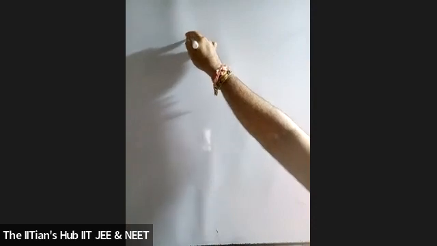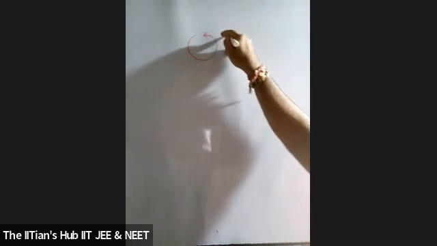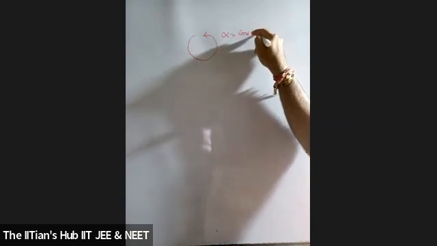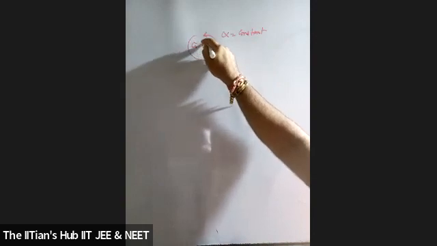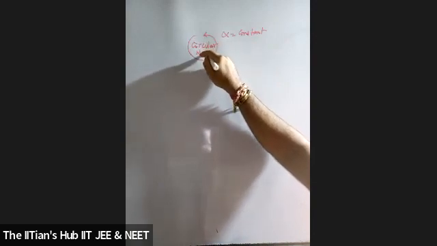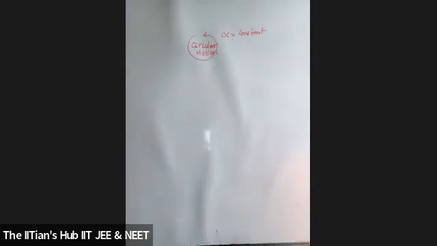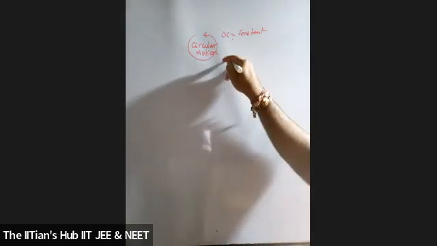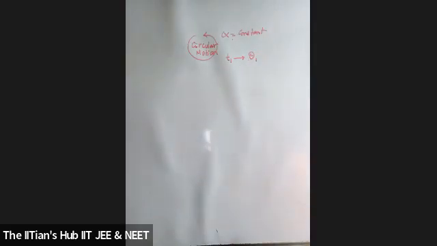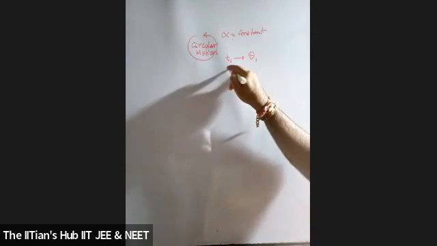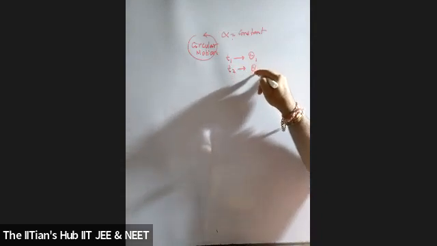Okay, students, listen carefully. Students, a body is performing circular motion with constant angular acceleration. Alpha is constant. In time t1, it covers an angular displacement theta 1. In time t2, it covers an angular displacement of theta 2.